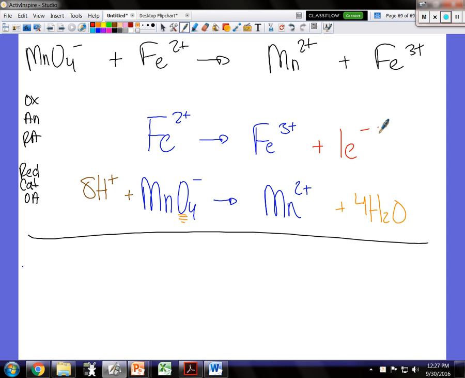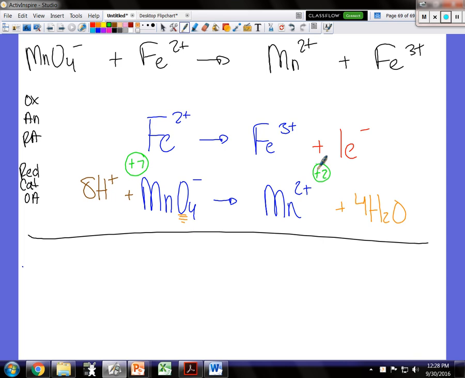Okay. Now the bottom one's a little bit more challenging. So let's look at the entire reactant side. I've got 8 positives and 1 negative. So what's the entire charge? I've got positive 7. Okay? Let's look at the product side. I've got 2 positives and nothing. Does that make sense? So it's positive 2.